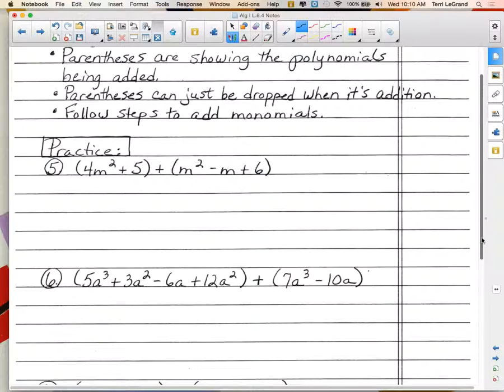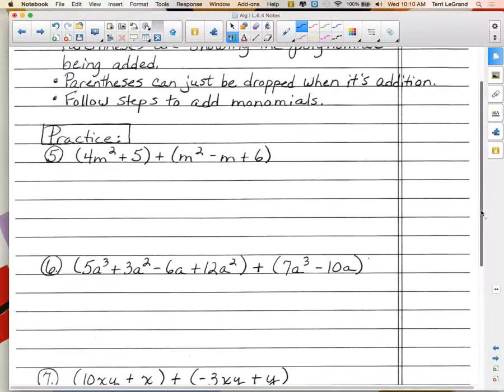So they're saying we have polynomial 4m squared plus 5 being added to polynomial m squared minus m plus 6. There's really only 2 polynomials here. One polynomial has 2 monomials, the other has 3 monomials. So yes, altogether, there are 5 monomials. But it's really important that we let them be their own separate polynomials, especially for subtraction tomorrow. So parentheses can just be dropped when it's addition. In other words, they're useless.